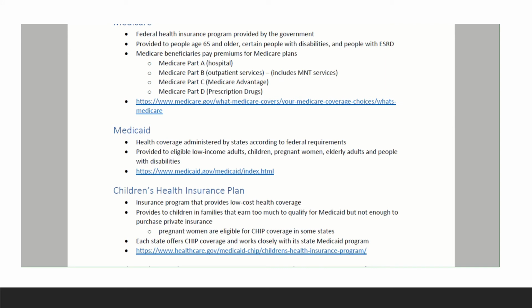Now, Medicaid is health coverage that's administered by the states according to the federal requirements. So it is a state-by-state program, but these programs have to meet federal requirements. It's health coverage that's provided to eligible low-income adults, children, pregnant women, elderly adults, and people with disabilities. And so you can go to this link to find more information about Medicaid and what eligibility really means. What does low income mean to Medicaid programs?